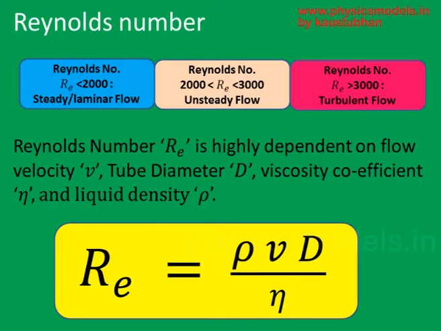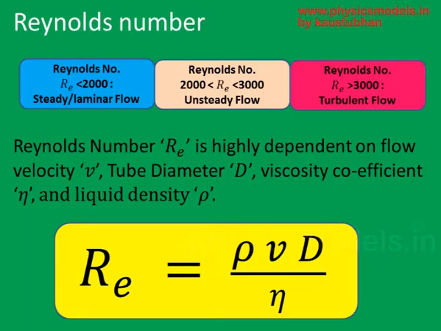in the numerator you see all things related to momentum: the density, the velocity, and diameter. You can get a sense of momentum and inertia out of that. In the denominator, it's just pure viscosity, the coefficient of viscosity. So this ratio is actually a contest.